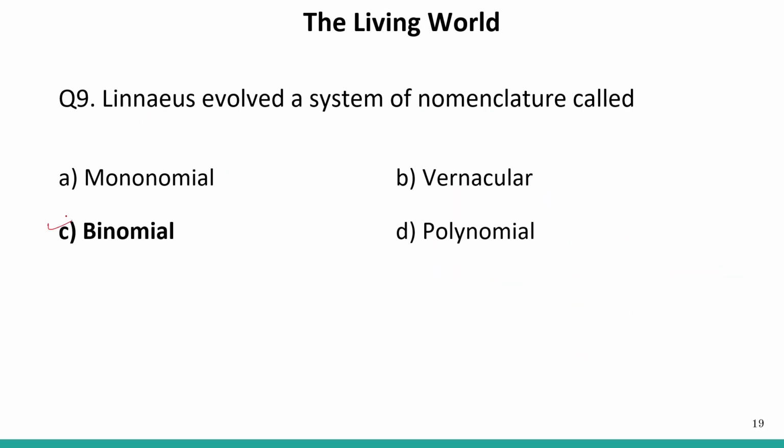Binomial. Linnaeus evolved a system of nomenclature called binomial. Before binomial, the polynomial system was used. Alright, so this is an ancient system.